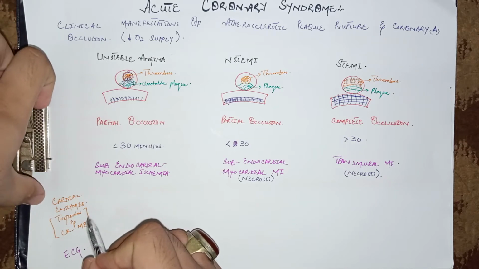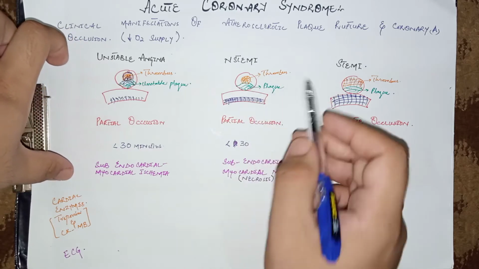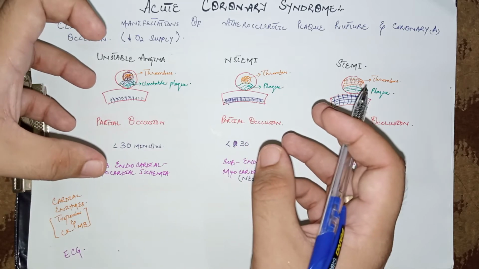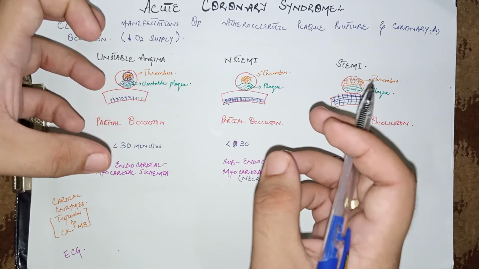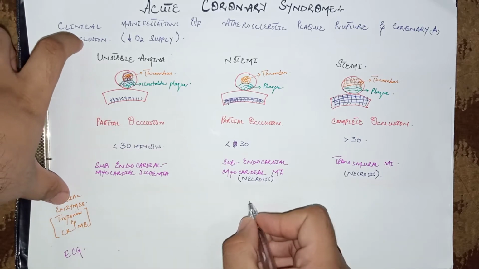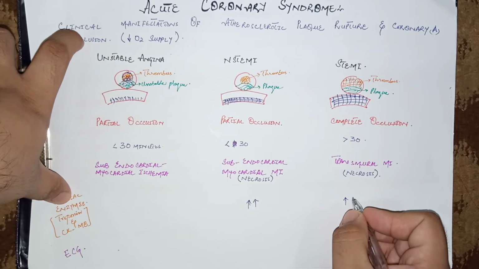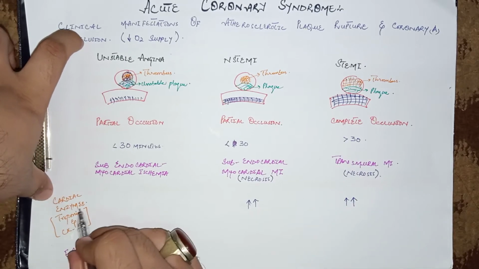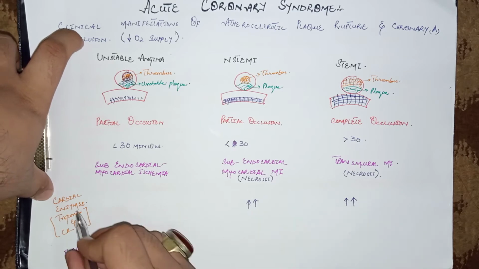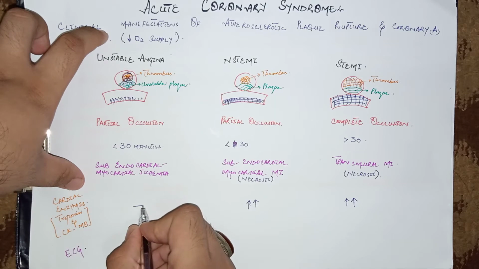Now come to the important point. These are the cardiac enzymes which are used to differentiate between angina and myocardial infarction, because from the dead myocytes the cardiac enzymes are released, which are troponin and CK-MB, that is creatine kinase MB. These enzymes are elevated in non-STEMI and myocardial infarction because they are released from the dead myocytes. So these cardiac enzymes are elevated in non-STEMI and STEMI, while they are in the normal range in case of unstable angina.